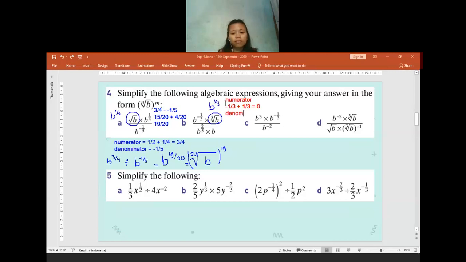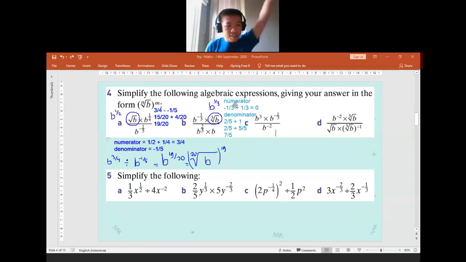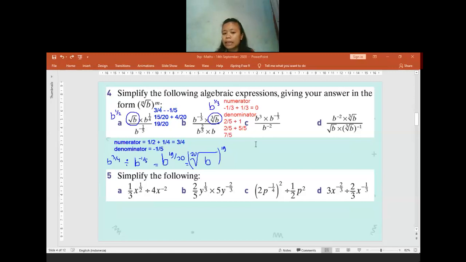Now in the denominator we have b to the power of 2 per 5, and b with no number, which means power 1. 2 per 5 plus 1 equals how many? No, you have to make the denominator the same first. So it will be 2 per 5 plus 5 per 5, which equals 7 per 5. So make sure when you meet a fraction, you make the denominator the same.